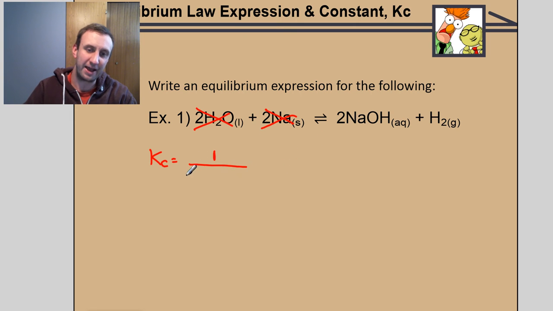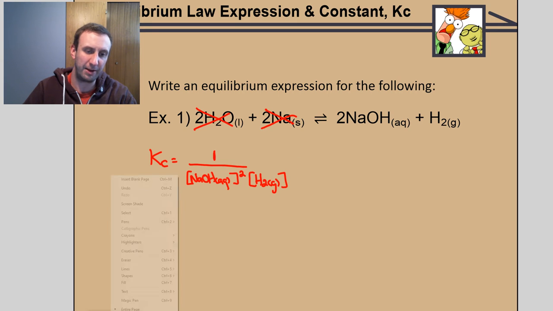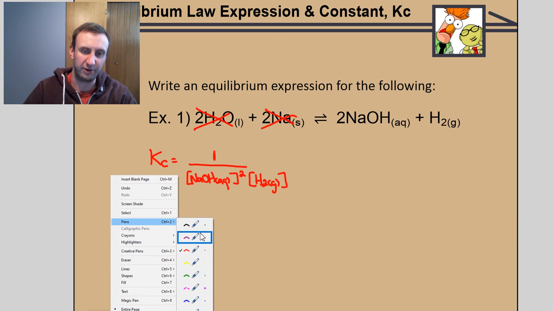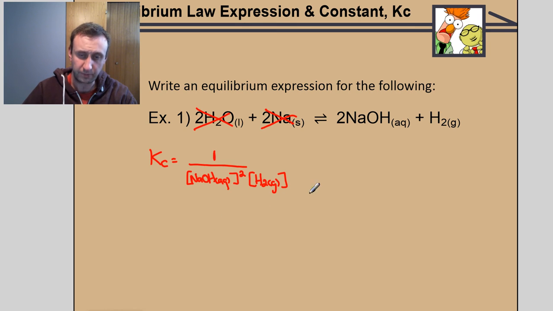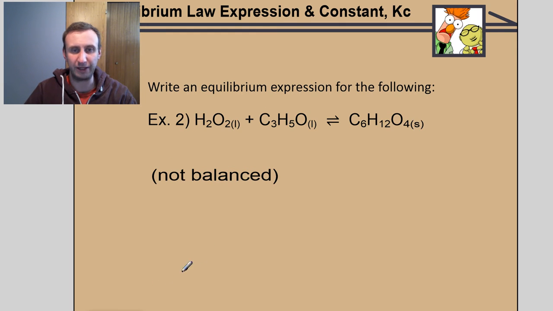And then in the products, I have NaOH aqueous. I'm going to include that because it is aqueous. That is to the power of 2. And then I have H2 gas as well, and that is to the power of 1. I don't have to write that because it's a 1, which will obviously be there. So that's my equilibrium expression: NaOH squared times the H2 gas concentration, over 1.